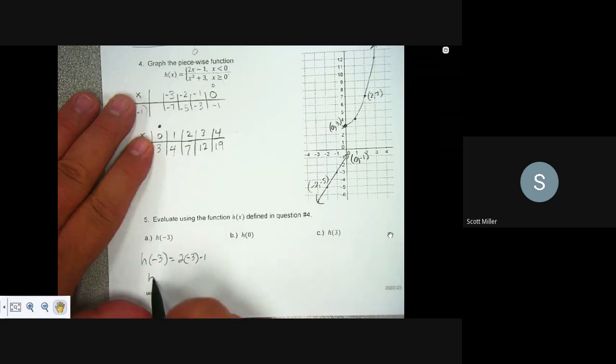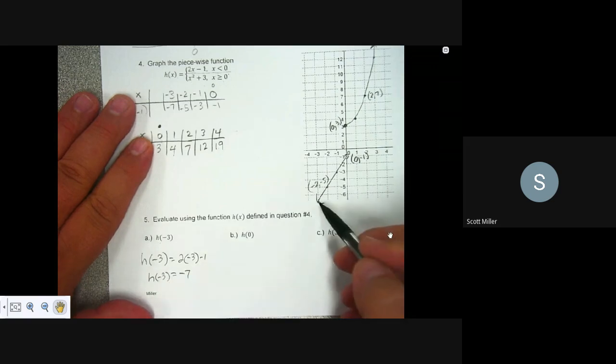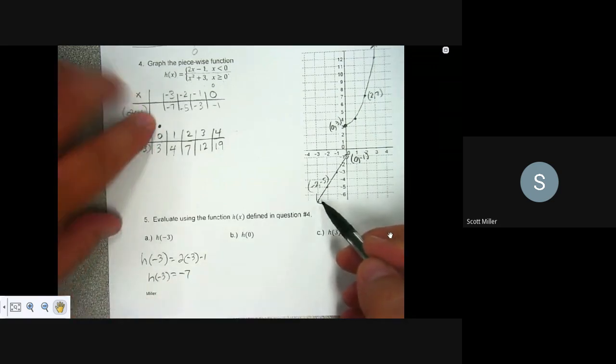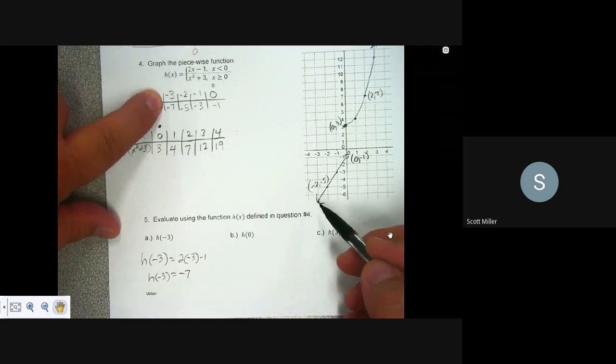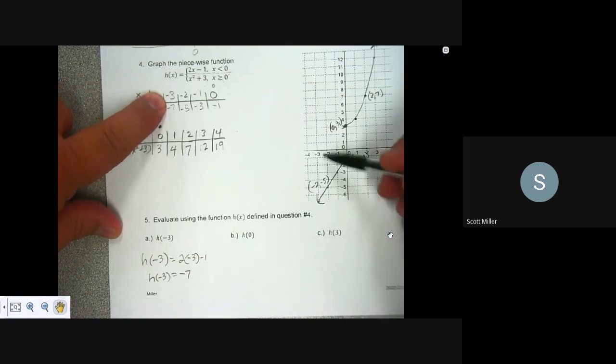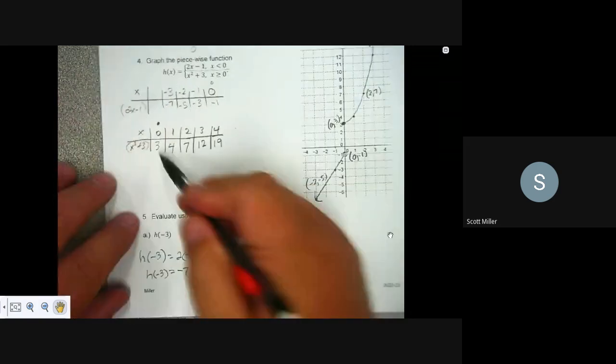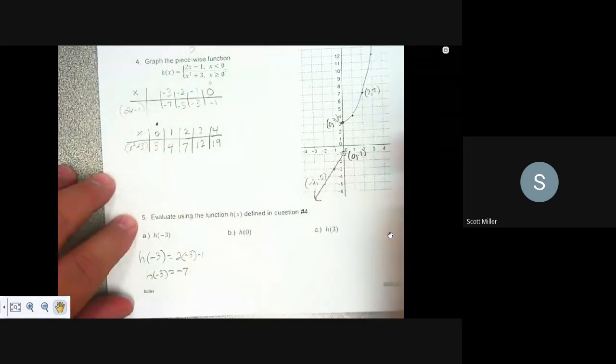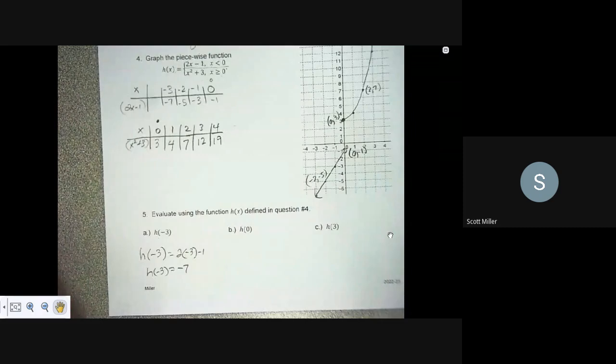And you'll get h of negative 3 to equal negative 7, which is confirmed in our graph over here and in our table. Negative 3 is negative 7. We have it right there. Our graph, negative 3, only has one point associated with it at negative 7. There is no negative 3x in this piece. That is the only answer you can get.